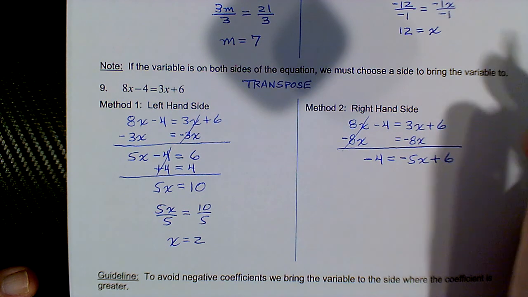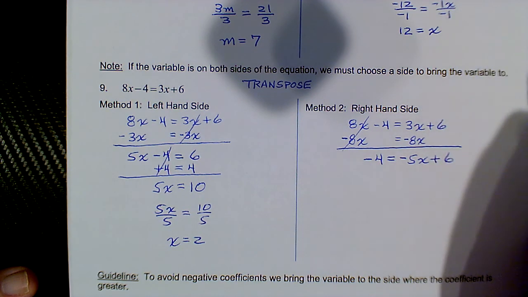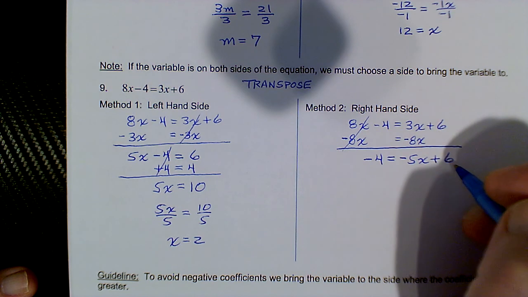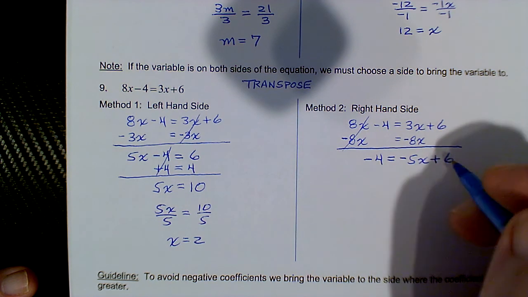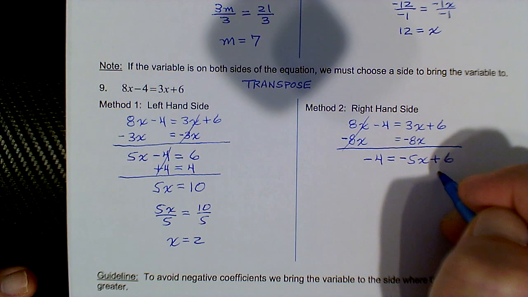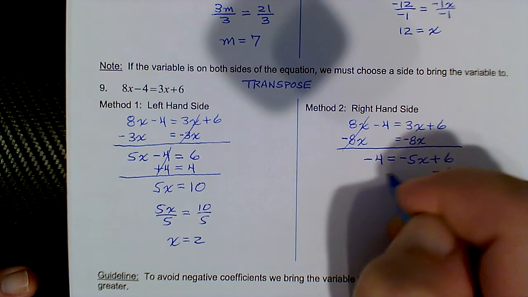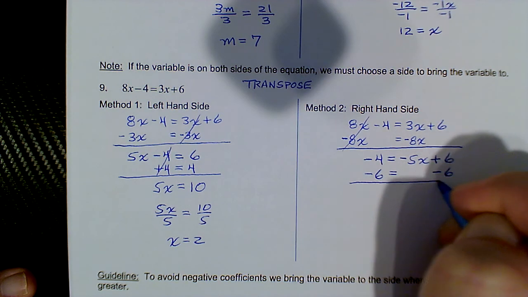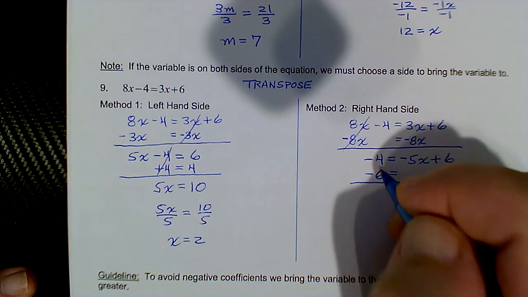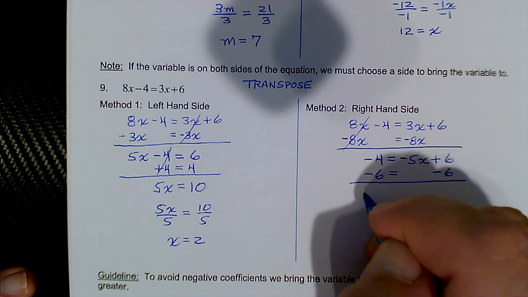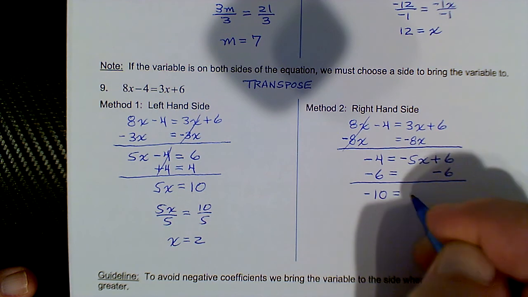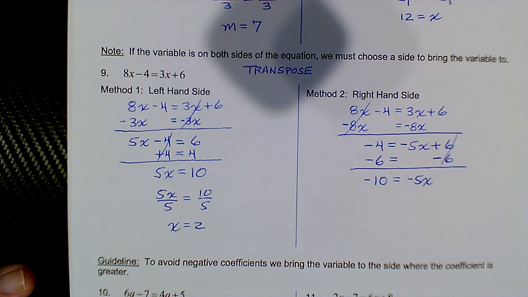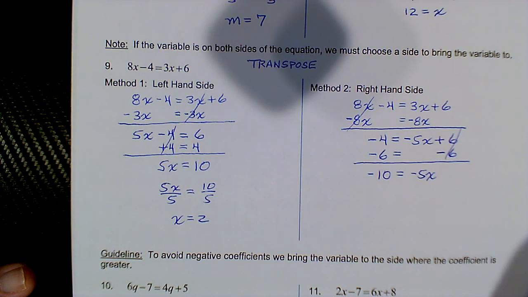a situation just like the previous example 8, where it's going to be a two-step process. Variable on one side, you want to bring the constants or the numbers to the other. So we have to transpose the positive 6 by subtracting 6. And combining a negative 4 and a negative 6, we get a negative 10. Line up the equals. That's equal to negative 5x. These 6's go away. And now we can divide.